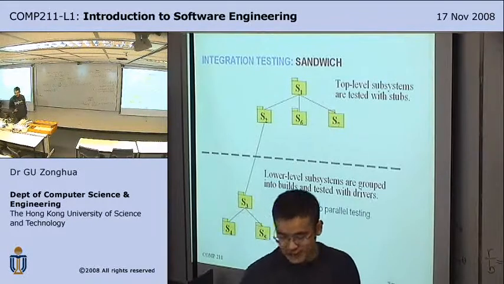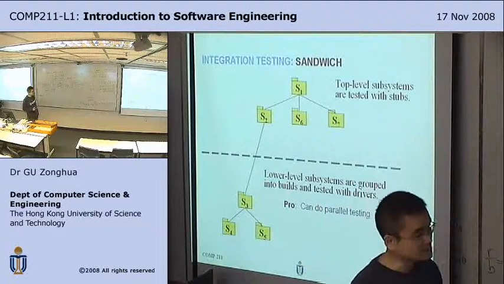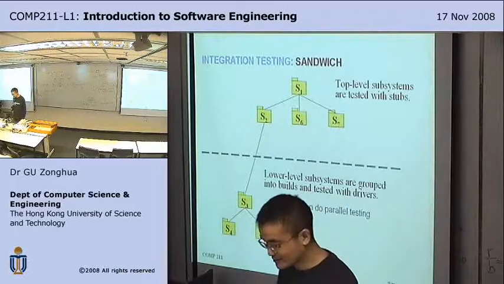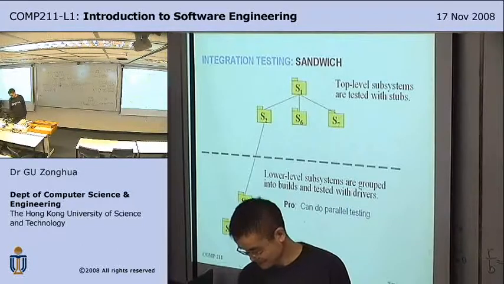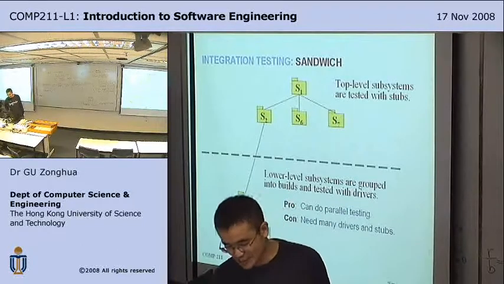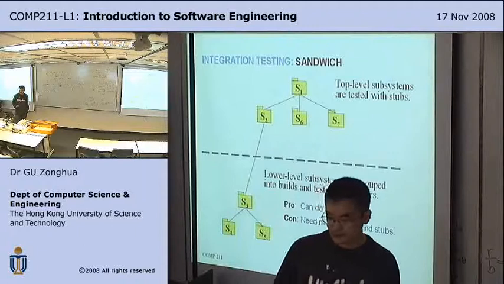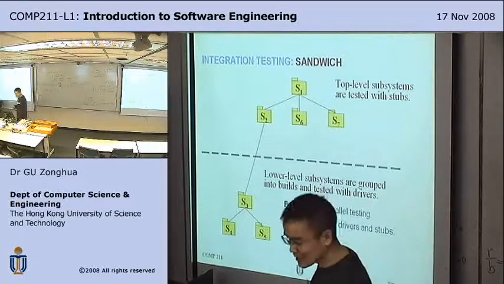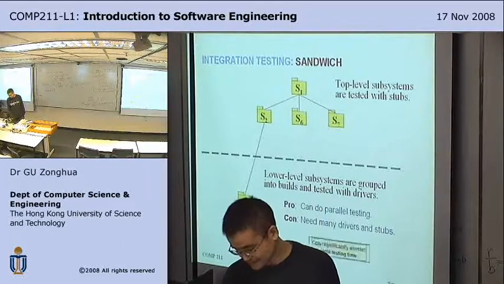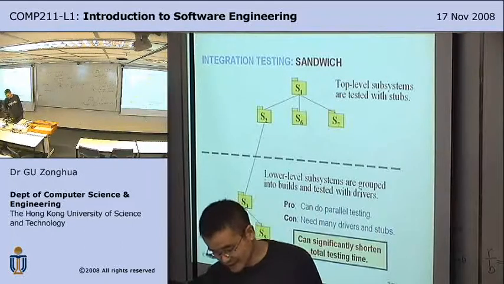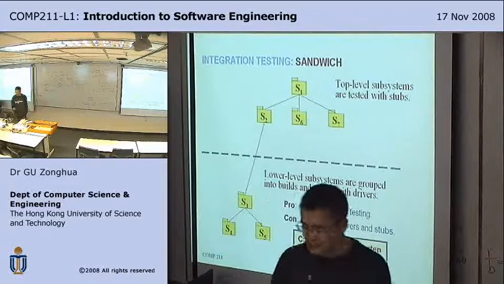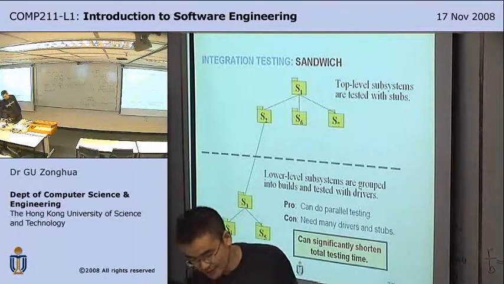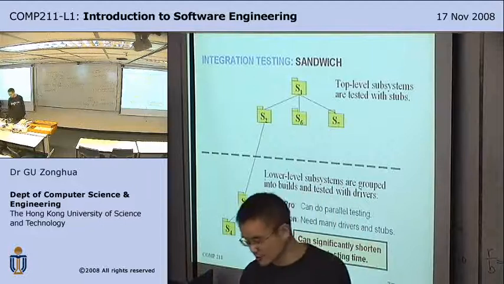So the pro is that you can do parallel testing. That is, you're doing top down and bottom up simultaneously, perhaps by different testers. The con is that you may need many drivers and stubs. So in top down you only need stubs, in bottom up you only need drivers, but here you need both drivers and stubs. But you can significantly shorten the total testing time because of the concurrent parallel testing you're doing.